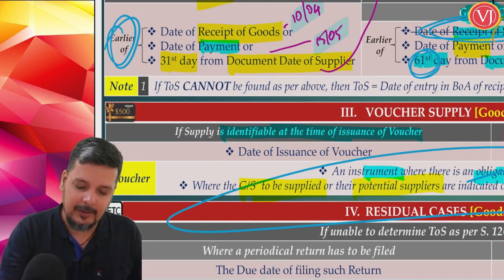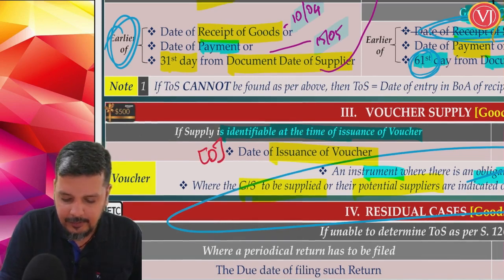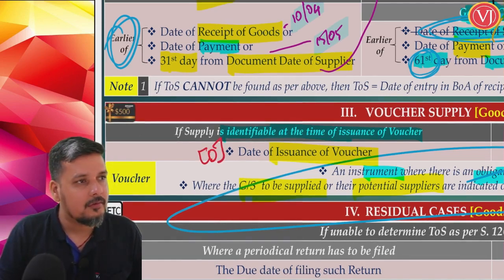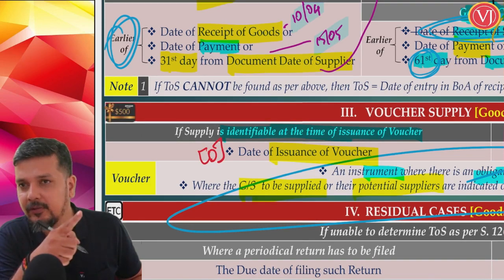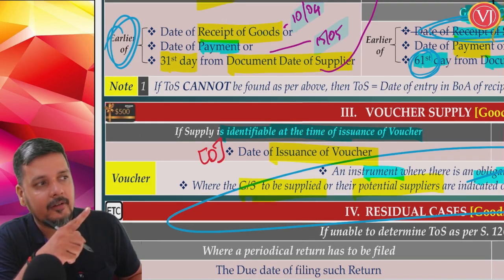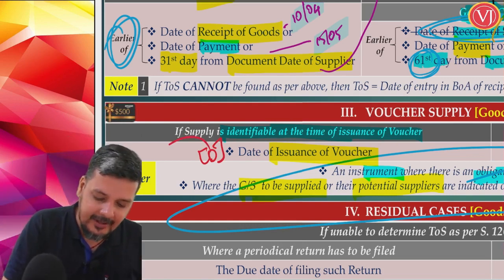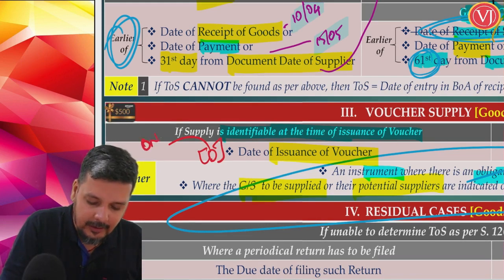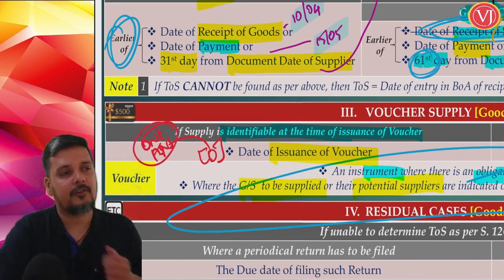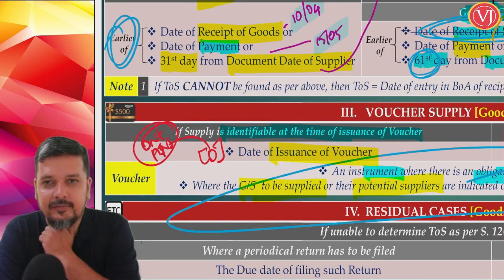So, what will be the time of supply? Date of? When is the voucher issued? Whether employee 1 uses it in December, employee 2 in Jan, employee 3 in Feb, employee 4 in March, forget about everything. For all the employees, there will be one single answer, which is December month. Date of issuance of voucher.